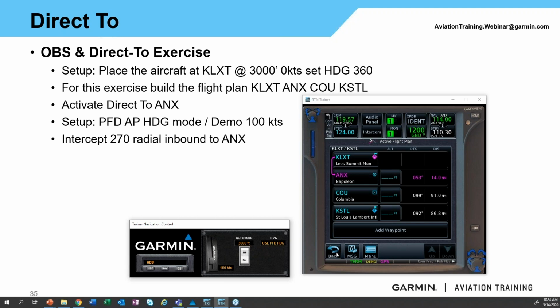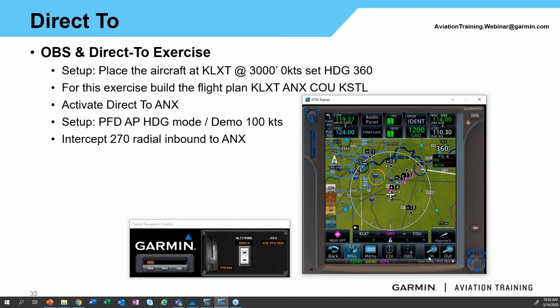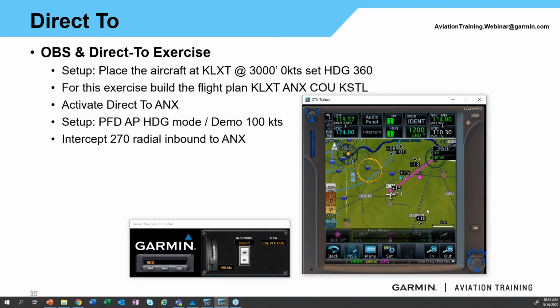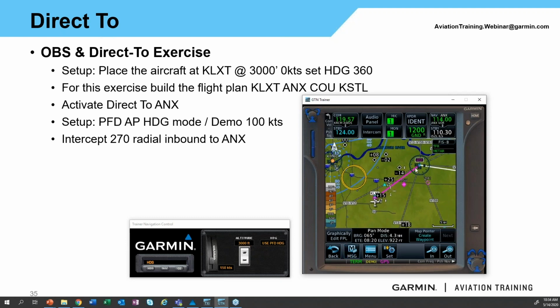So let's go to the map page and see what we're trying to do here. So I have LXT to ANX right there, and I'm flying north so I can see this screen here. There is something in there that ATC is trying to get me out of. Maybe it's traffic, maybe it's weather, maybe it's a TFR, whatever the case is, they're giving me a heading to intercept a radial into ANX.